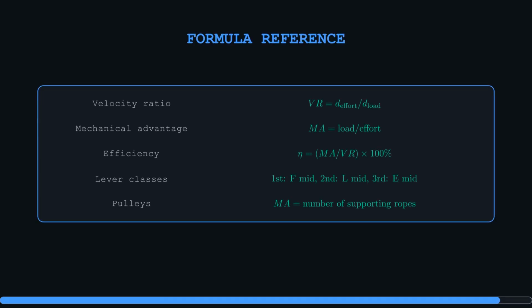Here is your quick reference. Velocity ratio is the distance moved by the effort divided by the distance moved by the load. Mechanical advantage is load divided by effort. Efficiency is MA over VR, times 100%. Levers are classified by whether the fulcrum, load, or effort sits in the middle. And for pulleys, mechanical advantage equals the number of supporting rope segments.